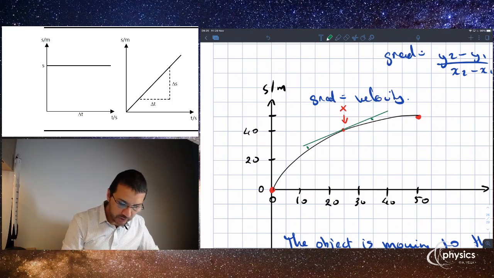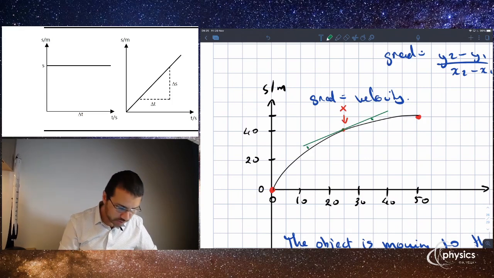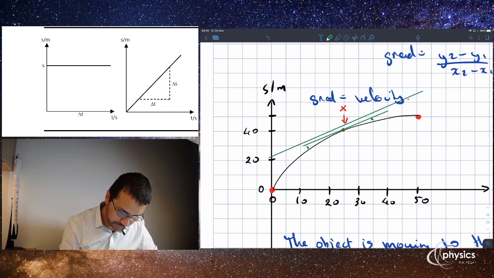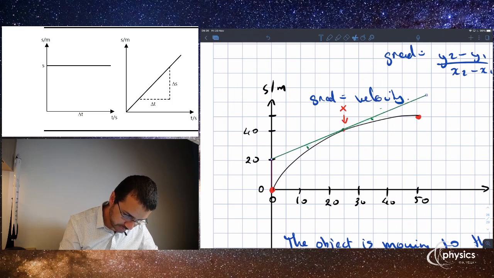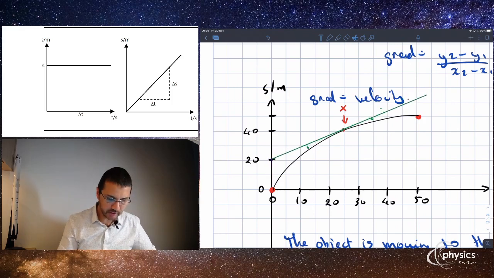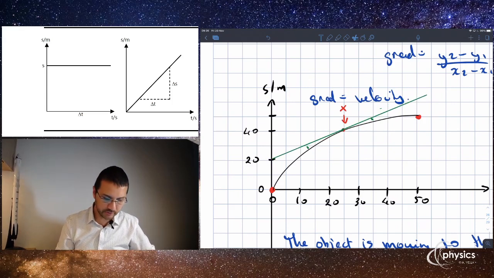Now, you can draw the tangent as long as you want to, alright? It doesn't make any difference.